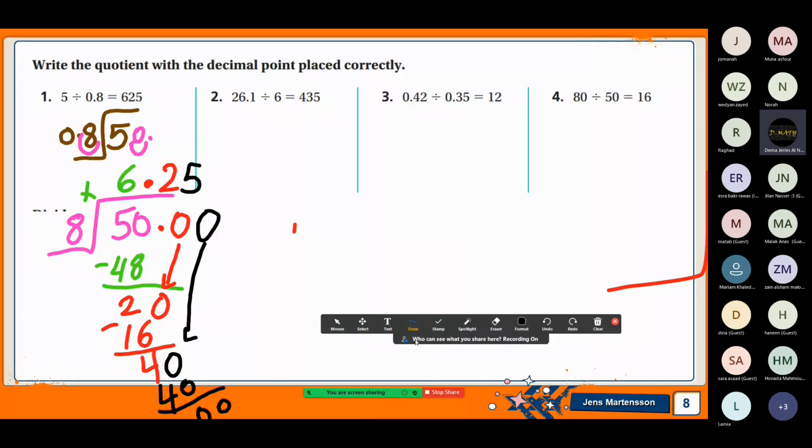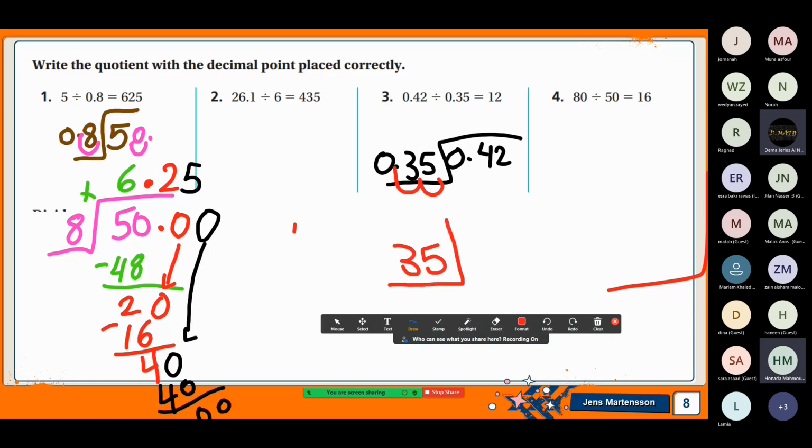Hanada, I want you now to solve number 3. 0.42 divided by 0.35. What do you have to do now, Hanada? I have to move the decimal points. How many digits? 2 digits. Bravo. So it becomes 35. And the dividend? We also move it 2 digits. It will be 42.